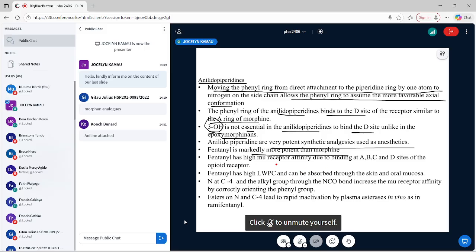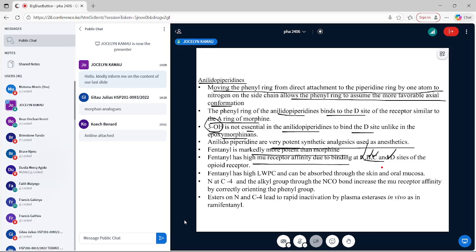Fentanyl has high mu receptor affinity due to binding to the A site. Remember, the others were not binding the A site. Why is it binding the A site? Because it has the phenethyl group. It binds to B, it binds to C, it binds to D. So it binds to all the sites of the opioid receptor.